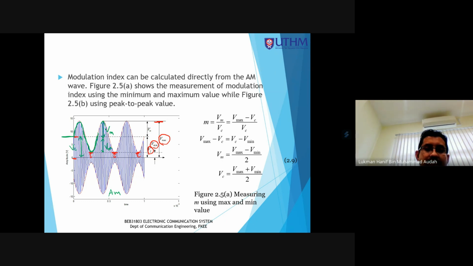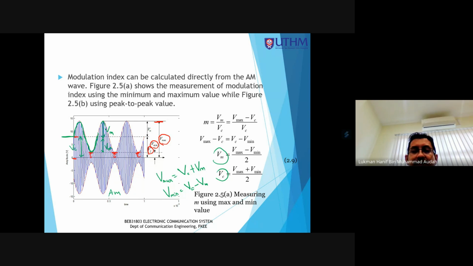So Vmax is equal to Vc plus Vm. Vmin is equal to Vc minus Vm. And if you want to use Vm and Vc, you can also write like this. Vm is equal to Vmax minus Vmin over 2. Vc is equal to Vmax plus Vmin divided by 2.